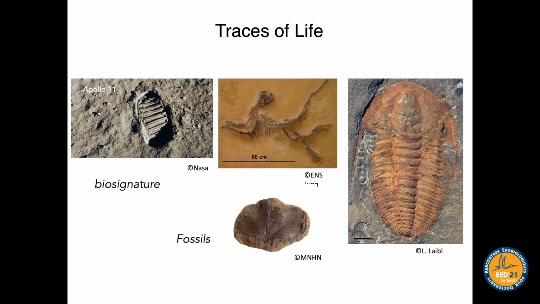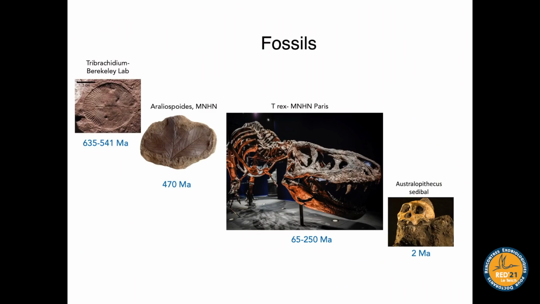So here I can show you, that can be any kind of fossil, from this arthropod, which is basically a very old shrimp, to some leaf or some little bird here, or that can also be what we call a biosignature. So here you can see the footprint on the moon. That is also a trace of life. And if we look back at the geological record, it's quite easy for most of the Phanerozoic to recognize what is a fossil and what is a trace of life.